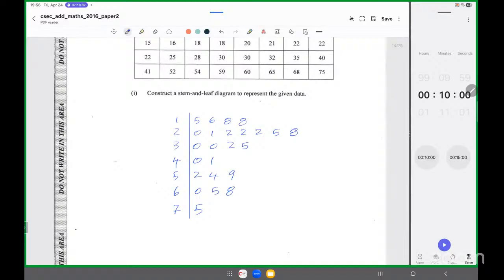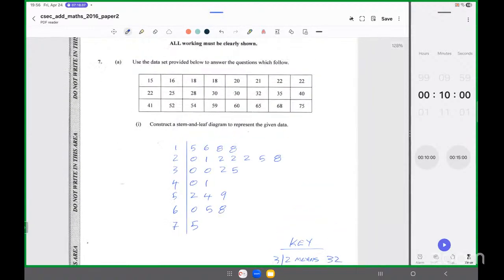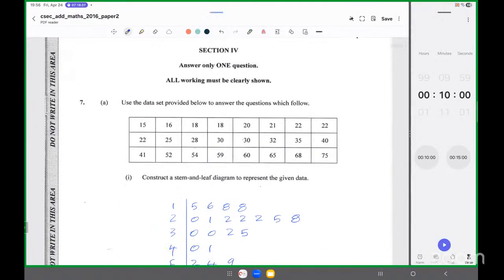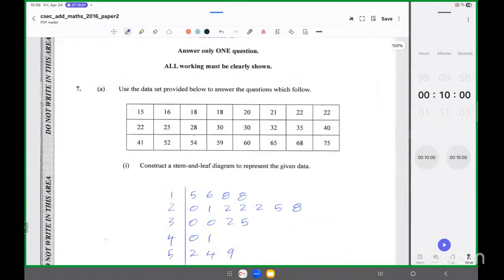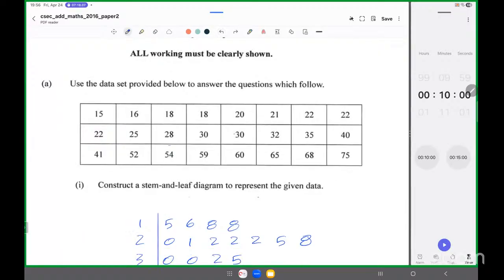And you put in a key. You can say something like 3|2 means 32. Good that you asked for the unit, but there's no unit on this data. It's just a set of data. They didn't say what it is about.